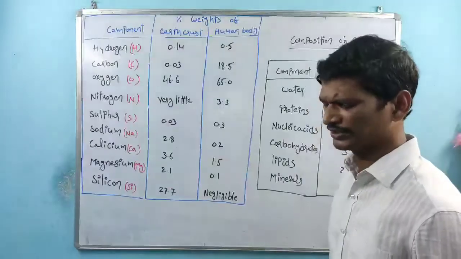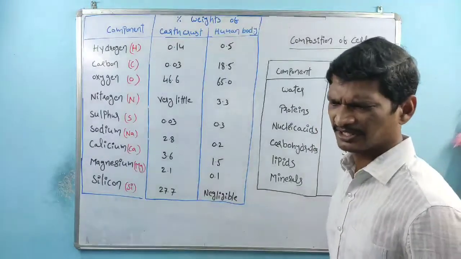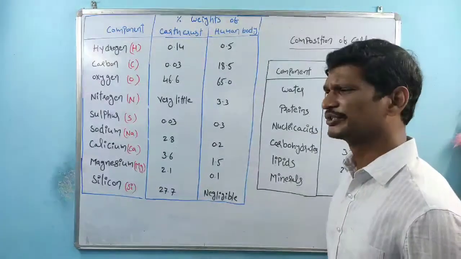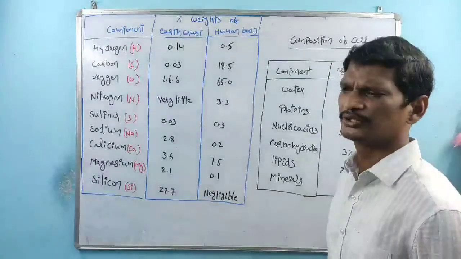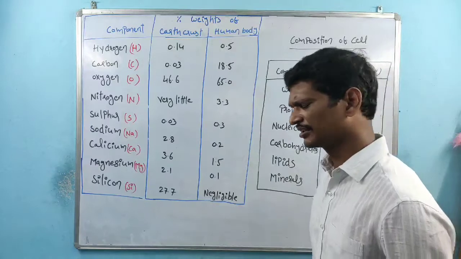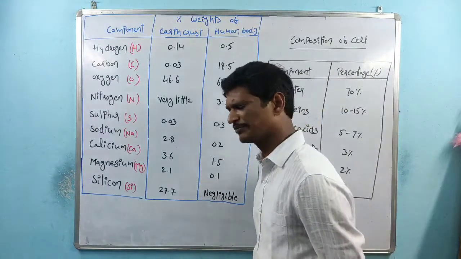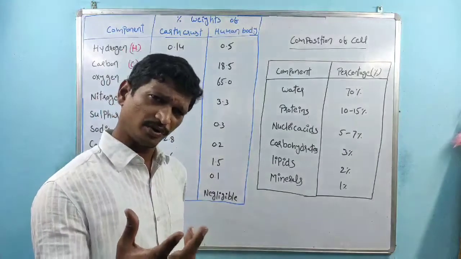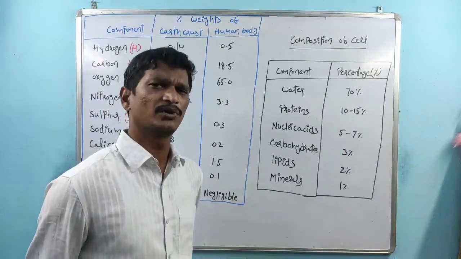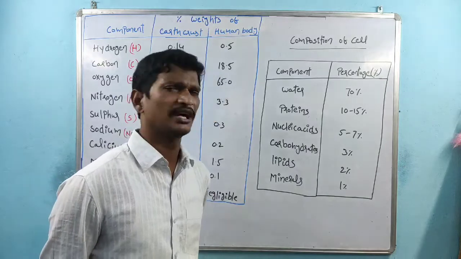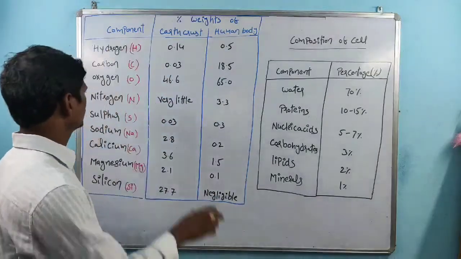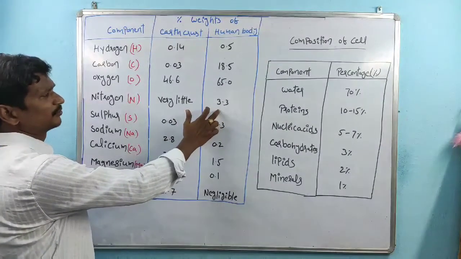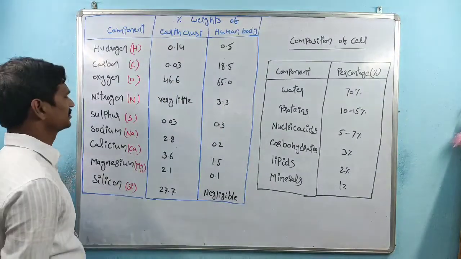If we discuss lipids, some lipids contain nitrogen. And if we discuss nucleic acids, definitely nitrogen is there, either in the purines or the pyrimidines. Not only that, some modified carbohydrates also contain nitrogen. So nitrogen is present in a very small amount within the human body, 3.3%.